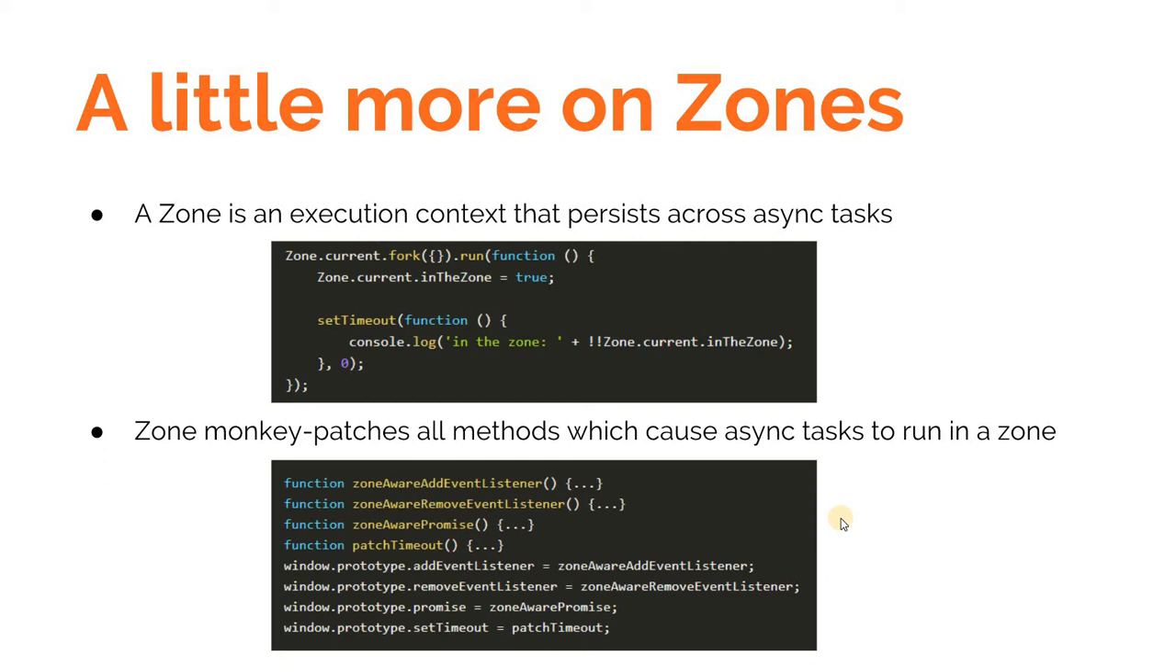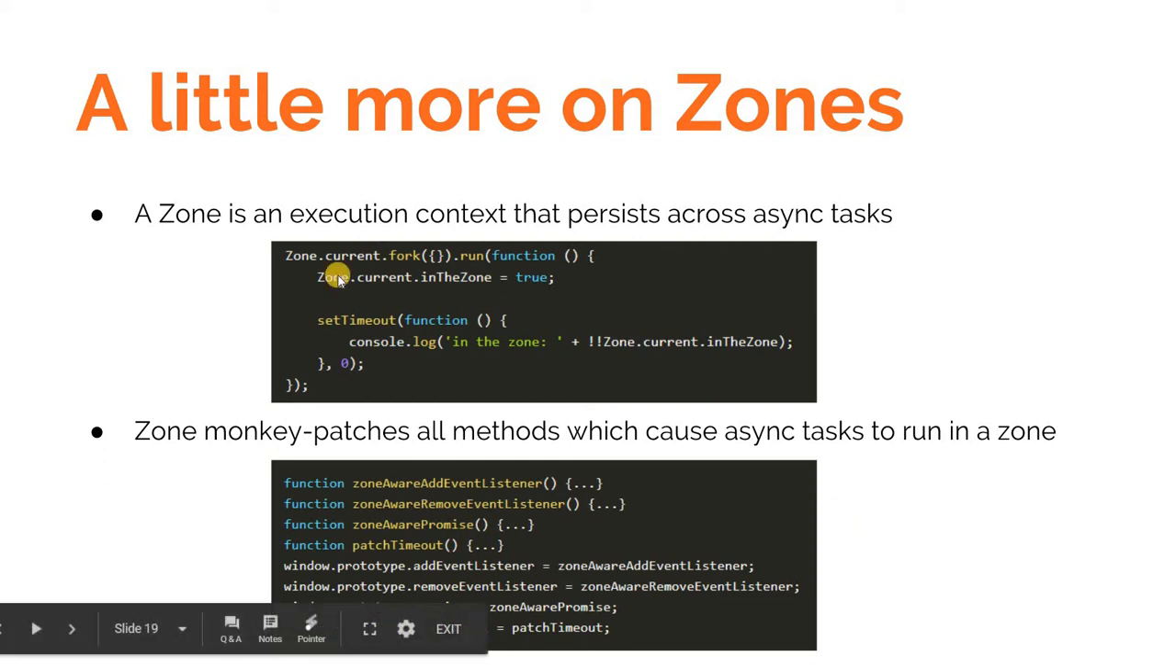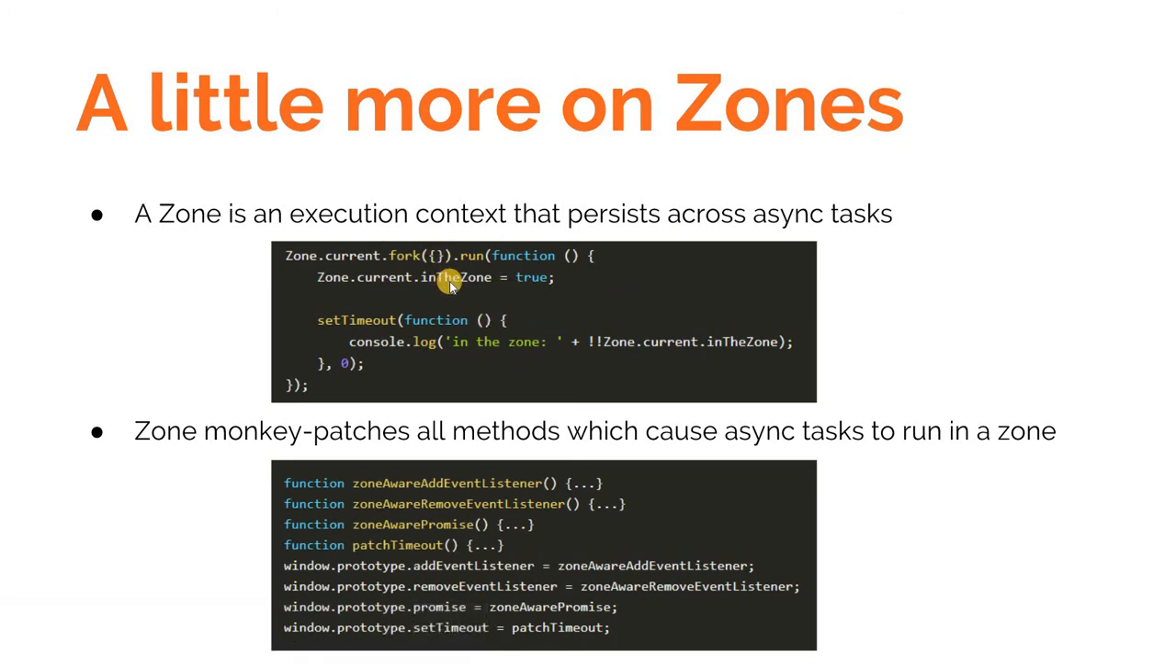So whenever there is an asynchronous task now, Angular will be able to know about it because it would run in a zone, and it has some flags like the in-zone flag that you can see right here, by which Angular will be able to know that a particular function is running.